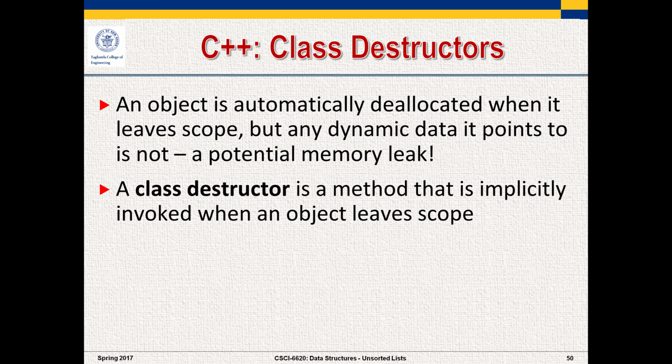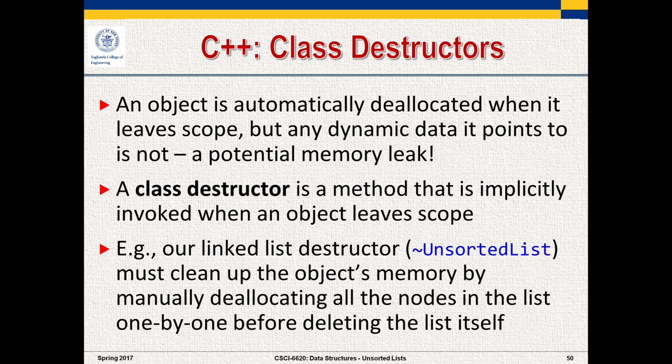So the class destructor is simply a method. It's implicitly invoked. The syntax in C++ and Java is to use the same name as the class, so in unsorted list, or in our case for this implementation, with a tilde in front. The little squiggle is called a tilde. And that is your responsibility to clean up any of the memory that the class might have allocated inside of itself. So in the case of our list, of course, all the nodes have to be cleaned up first before the list itself is destroyed.